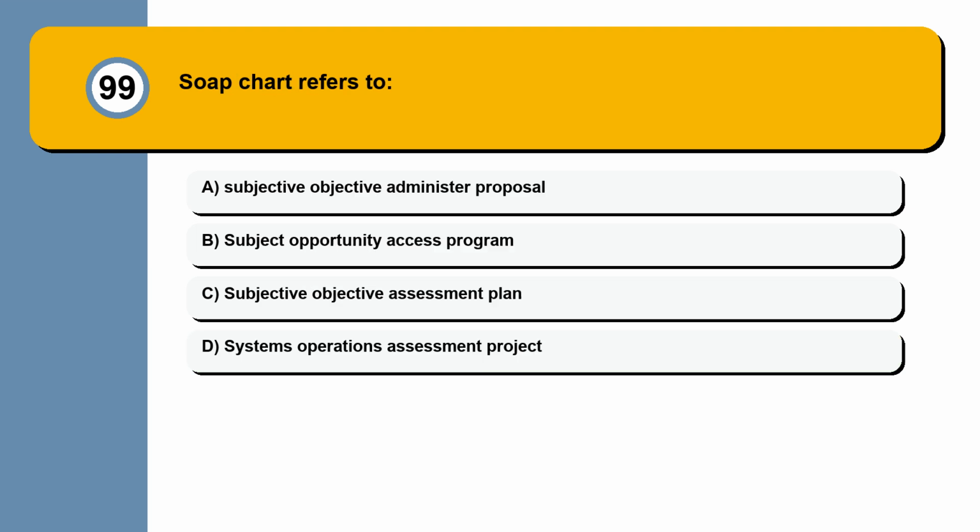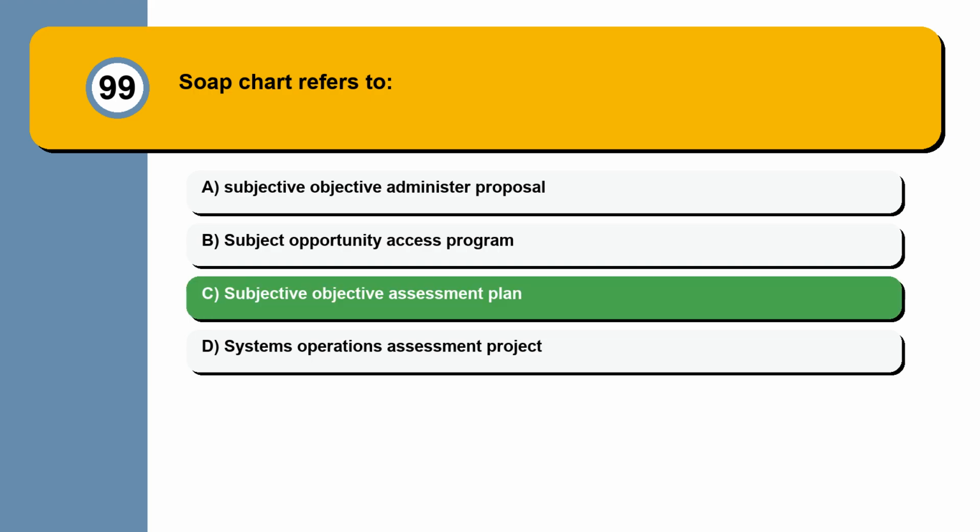Question 99. SOAP chart refers to. Here are your options. Option A, Subjective Objective Administer Proposal. Option B, Subject Opportunity Access Program. Option C, Subjective Objective Assessment Plan. Option D, Systems Operations Assessment Project. The correct answer is option C, Subjective Objective Assessment Plan.